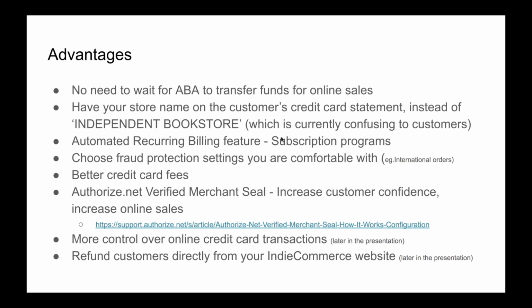And if you are using subscription programs, then the recurring billing feature will be very handy. We do have a couple of IndieCommerce stores who use this feature. You can set your fraud protection settings that you're comfortable with. Example, most important thing, international orders. If you're accepting international orders on your IndieCommerce site, it makes more sense for you to allow credit cards from those countries. You can get better credit card fees. You are not going to be paying credit card fees to ABA, but you'll be paying directly to your credit card processor, and you can negotiate that rate.